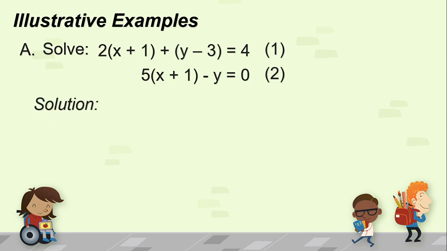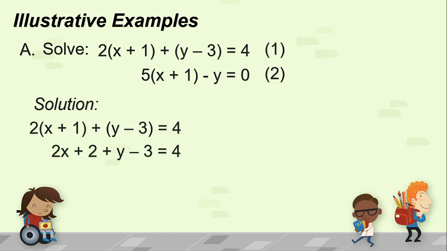For our solution, let's simplify the first equation, which is 2 times the quantity of x plus 1, plus y minus 3 is equal to 4. So from here, it will become 2x, which is 2 times x, plus 2, which is from 2 times 1, and then plus y minus 3 is equal to 4. Then after that, let's combine similar terms.